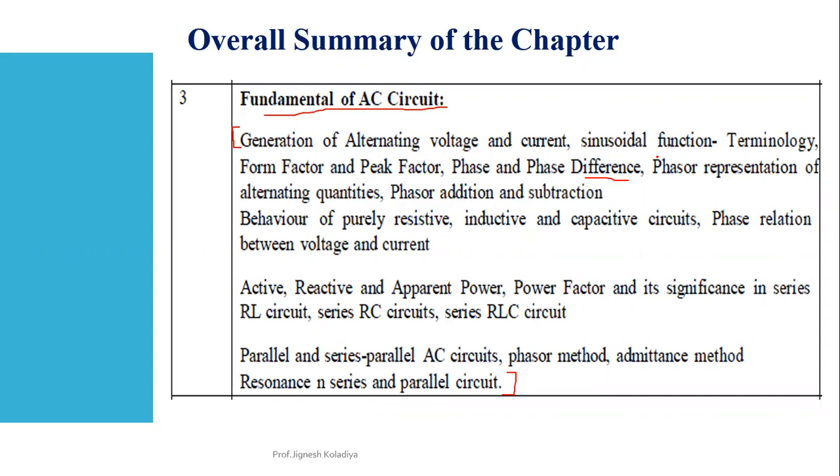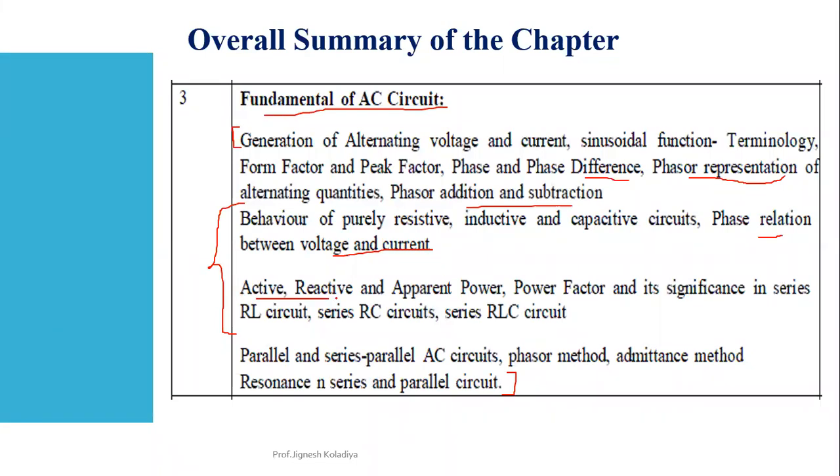Then we have seen the vector addition or representation of sinusoidal quantity through phasor. Okay, in that we have seen the phasor representation, different methods of vector addition and subtraction, its numericals. Then we have seen the behavior of the circuit when the different components are present, like resistance, inductance, capacitance, its combinations in series as well as in parallel. We have seen the phase relation in between voltage and current, what is the power output in that power waveform. So many things we have discussed over here. Also we have done some numericals based on this.